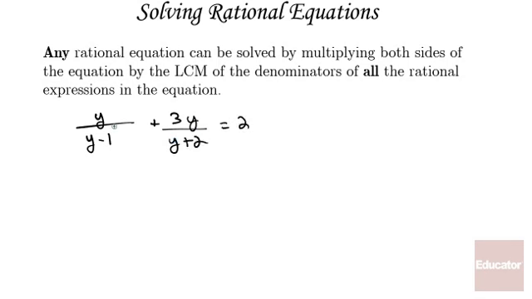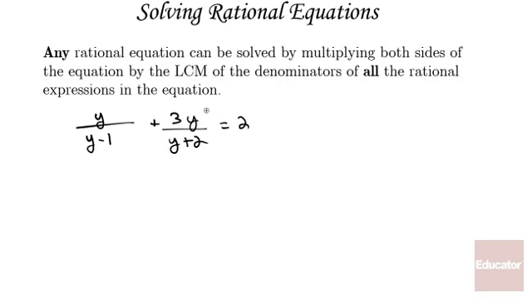Well, I could certainly move one of these rational expressions through subtracting it from both sides. I could move one over to the right, but if I did that, it wouldn't help me because I still have this 2. If I subtracted both sides by y over y minus 1, I'd end up on this side with 2 minus y over y minus 1. So I still couldn't cross multiply. In this case, I need to multiply both sides by the LCM of the denominators of all the rational expressions.